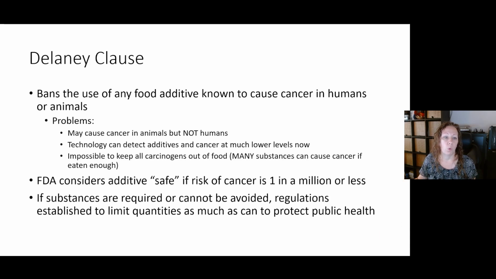If substances are required or cannot be avoided, regulations are established to limit quantities as much as possible to protect public health. So there are some additives where there is no other alternative. This additive keeps the food safe. There's no other alternative that is known to replace it with. And so there are regulations to limit the quantities as much as possible. So it can still be in the product, but the risk of cancer is very low.